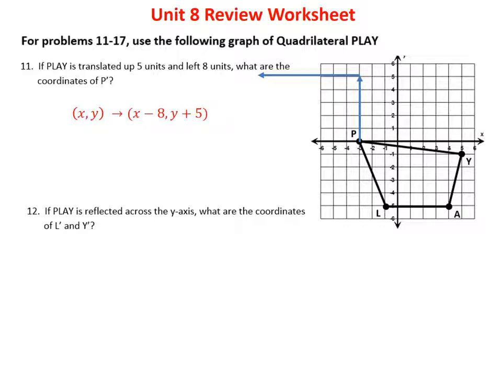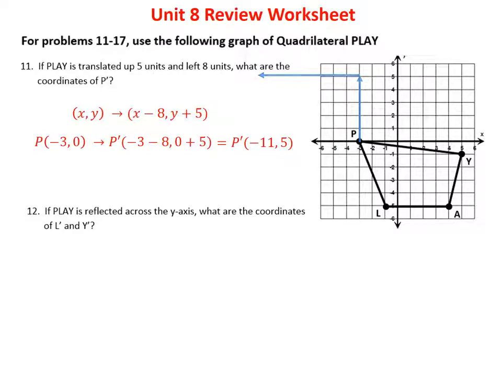Notice here in the coordinate notation that up is the y-axis, so it's going to be y plus 5. Left 8 means x minus 8. So if I put in my point here, -3, 0, and so -3 minus 8 and 0 plus 5, I'll end up with P prime is -11, 5, which looks appropriate even though I can't see it on my graph.